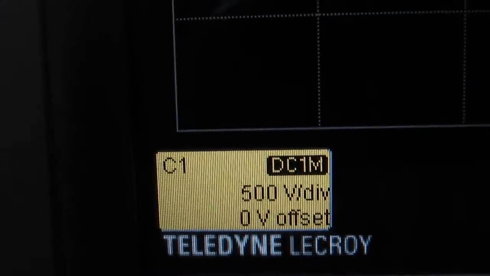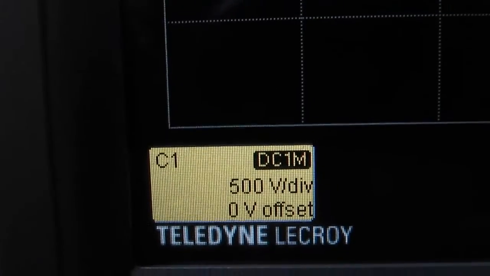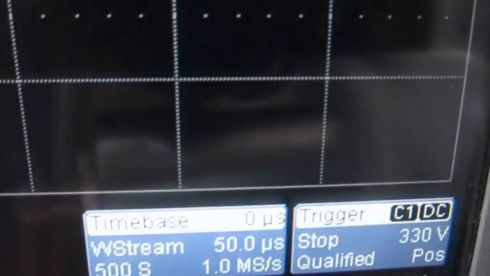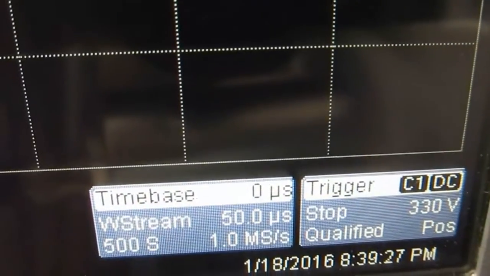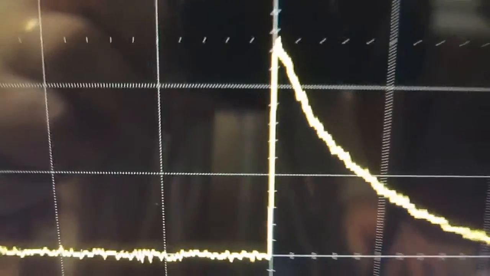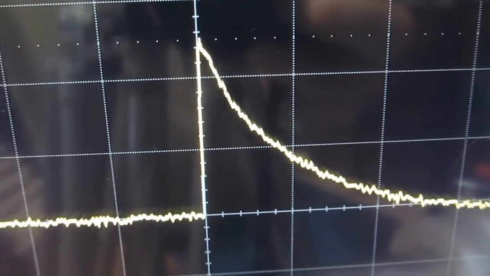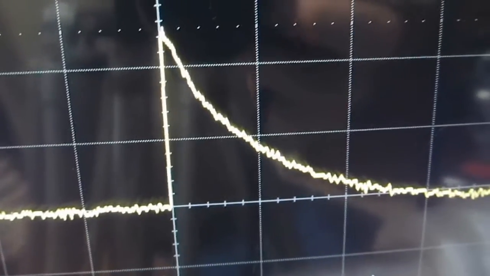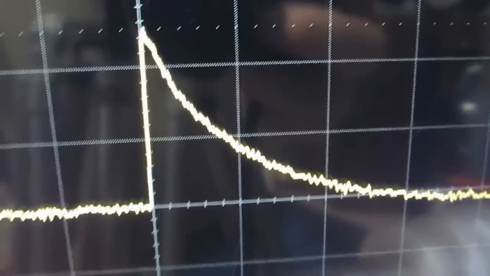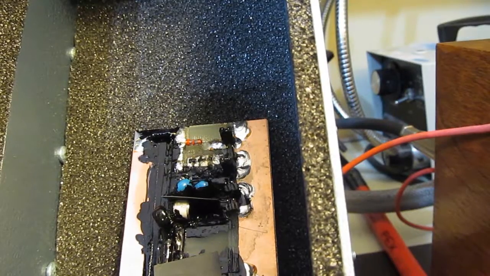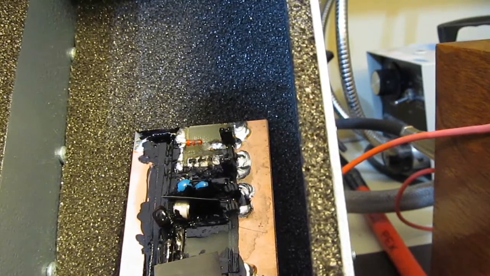This is looking at the smaller gas discharge tube. It's 500 volts per division and 50 microseconds per division. This is about 1250 volts. Full width half height is about 50 microseconds. This will be one cycle from the half cycle line simulator.